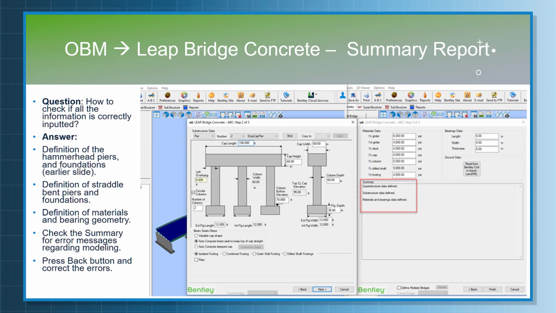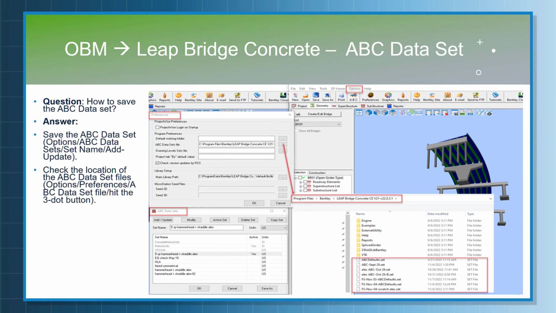So in the same window, the summary window, the user can input the material data, the bearing data, and other information over here. This is quite critical. As I mentioned before, the user can create a master ABC data set over here. So the user can model the ABC data set and save it here, give a Save As here, or use the Add or Update button.